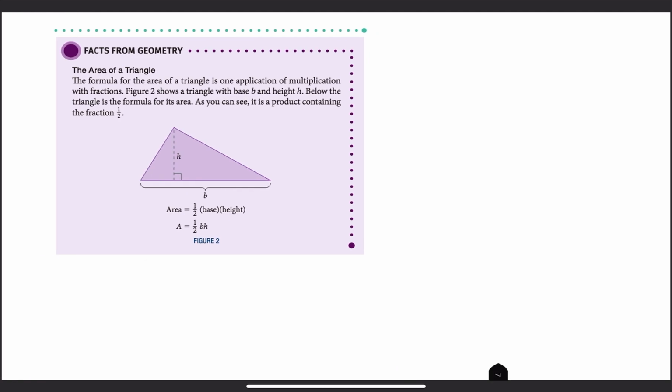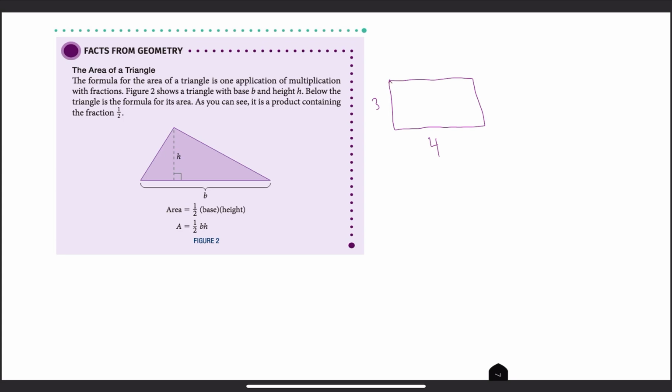Now, one of the reasons why we actually want to practice this is for figuring out the area of a triangle. Now, think about this. If this is some rectangle here, let's say that this is 3, let's say that this is 4 here. If I want to know the area of this rectangle, I can multiply length times width.